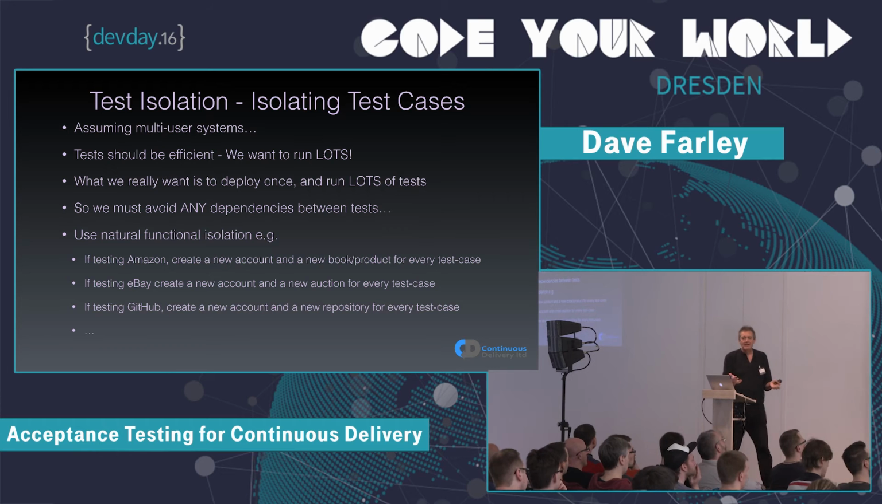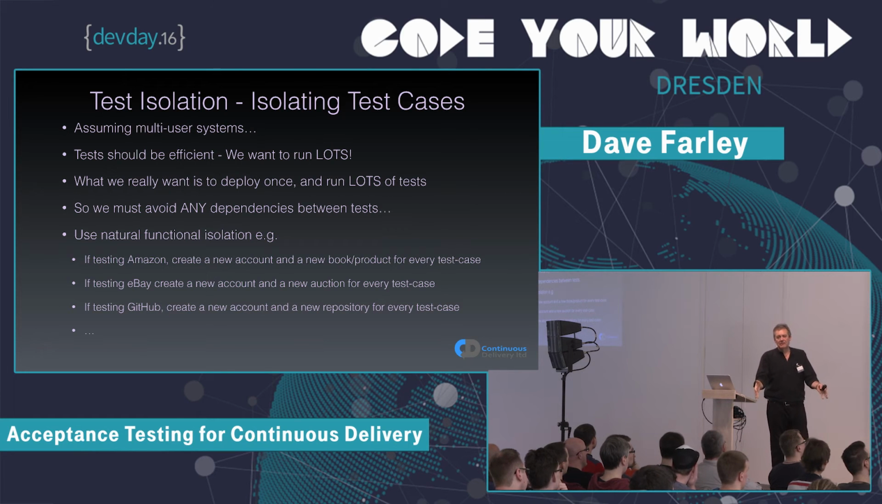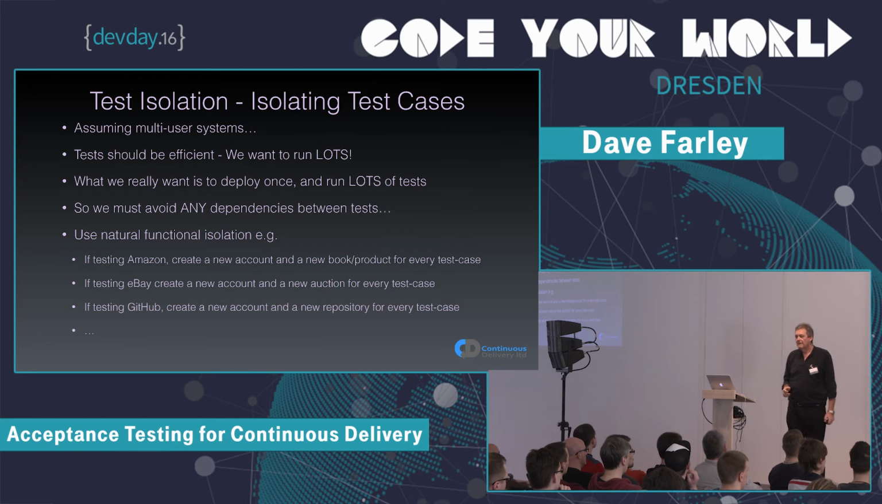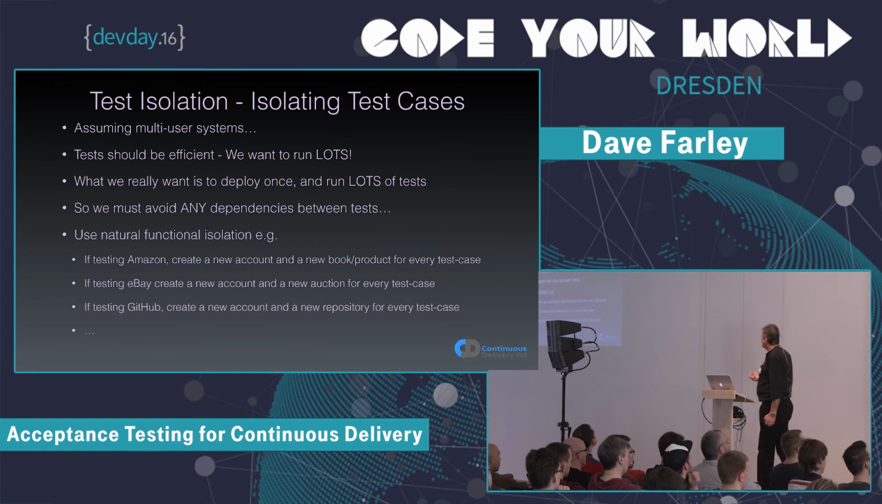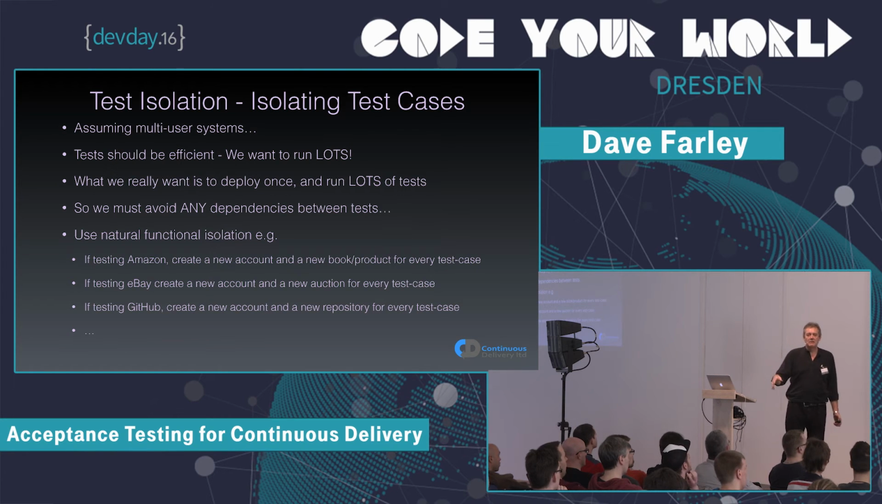We must find a way to be able to share a version of the system and run multiple tests in parallel against that system that don't interfere with one another. A really simple way of doing this is to use something I call functional isolation. So it's using natural structures in the code to isolate test cases from one another.